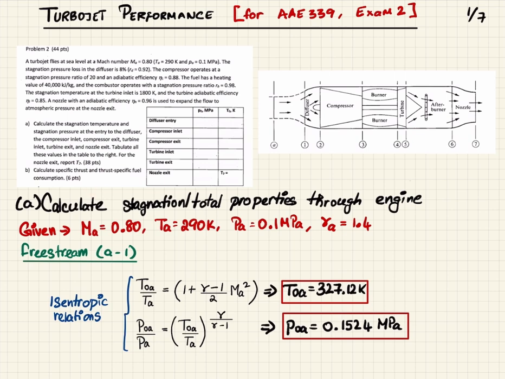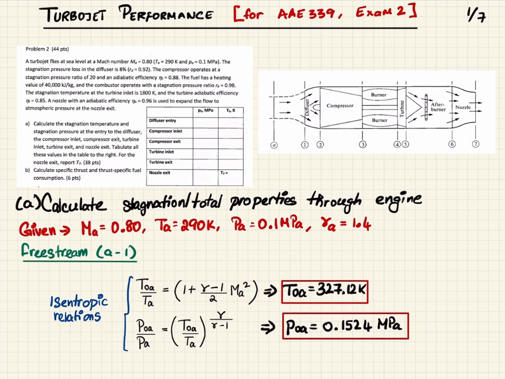To begin, let's calculate the free stream stagnation properties, since we are not provided with that information. What we are provided with is the free stream Mach number, as well as the free stream temperature and pressure, and gamma, which is our specific heat ratio, which we're assuming is constant throughout the engine for the sake of simplicity. However, this is not the case in real life, and it varies. We will use the isentropic relations to determine the free stream stagnation properties. If you are unfamiliar with the isentropic relations, I would recommend reviewing them from Module 1, but you will be provided with these equations on the exam.